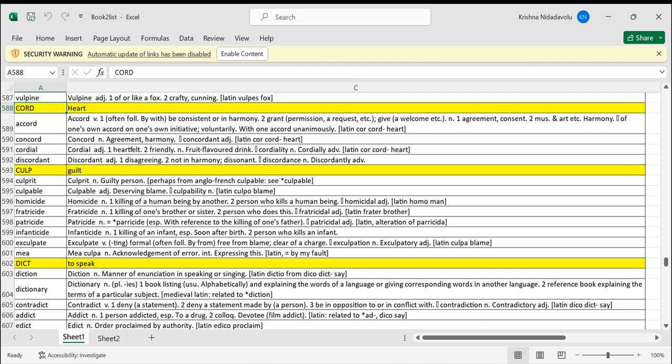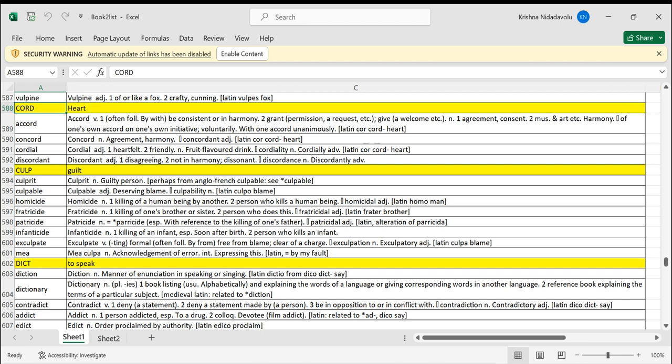Right, let's continue. Cord. Cord means heart. This is coming from Latin. In Greek also it is card, C-A-R-D. What is cardiac? Cardiac is something related to the heart. Cardiac surgery. We all know this, cardiac surgeon. That is coming from this cord.